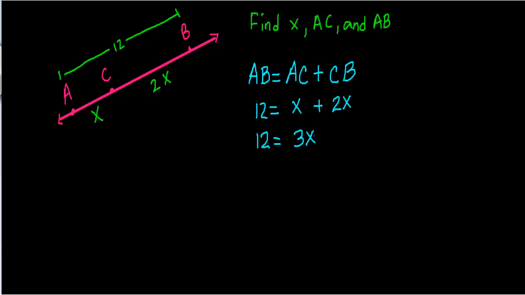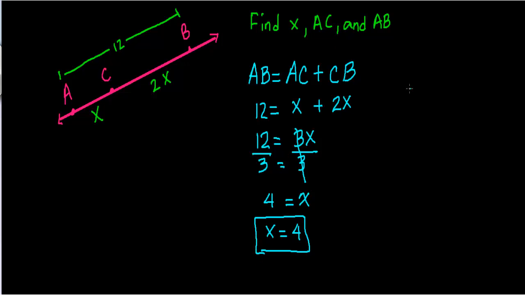And now to solve for x, since we're multiplying 3 times x, we undo this operation by using the inverse operation of multiplication, which is dividing. So we divide this side by 3 and this side by 3. And on this side, this cancels out and I have 4 equals x. And by the symmetric property of equality, I can rewrite it as x equals 4. So I found that x is 4.